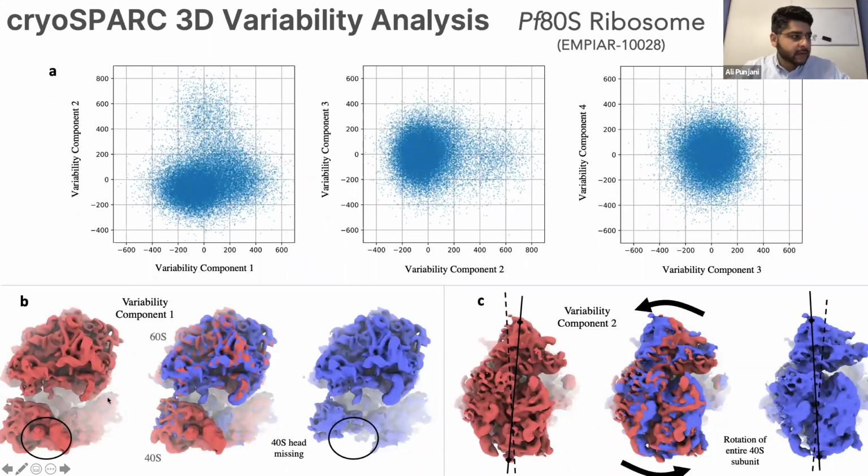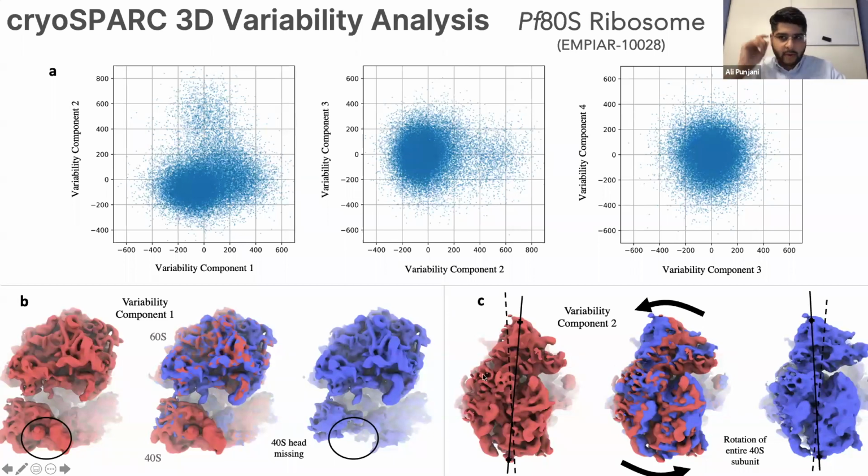And the components themselves, variability component 1, for example, here at the bottom, this image is showing in red a version of the 3D structure with the base density minus the variability component, and then the base density plus the variability component in blue. So we can see what kind of variability is being tracked here. In the first component, the main thing that happens between one side to the other is that the head region of the 40S subunit goes missing. So it dissociates or is broken off or in some other way is not present on one side of the variability. Variability component number 2 shows a ratcheting motion of the 40S subunit.